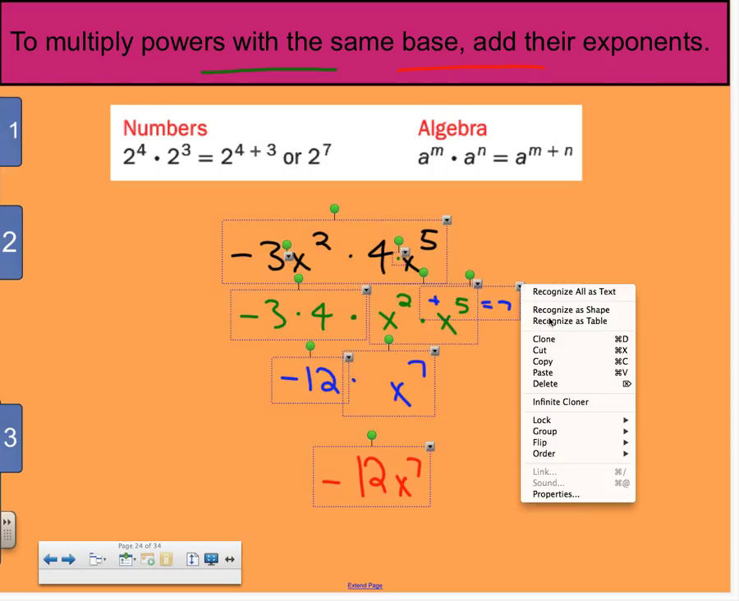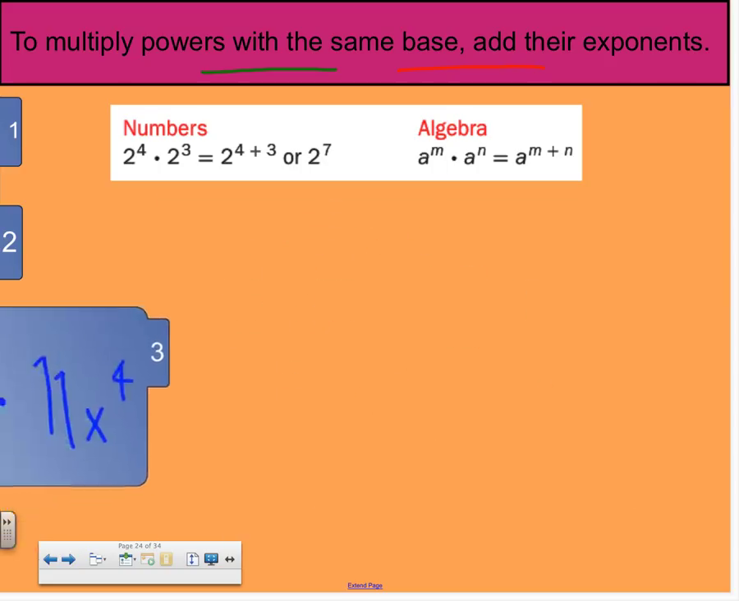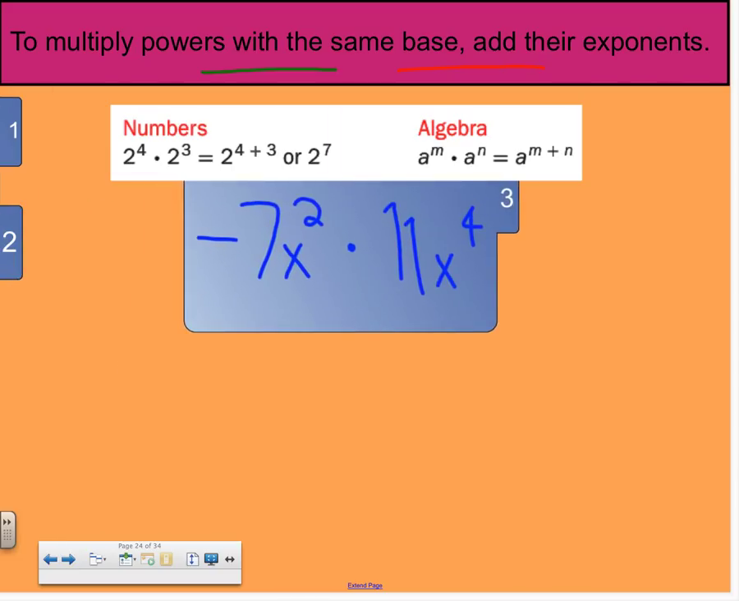One more, and then I'll let you start on the got it problems. Here we have negative 7x squared times 11x to the fourth. We do have the same base. I'm going to rewrite this as negative 7 times 11 times x squared times x to the fourth. I know that negative 7 times 11 is negative 77. I know that with x and x, I've got the same base. It is being multiplied, so I can add the exponents, and that's going to give me x to the sixth power. Negative 77x to the sixth power.